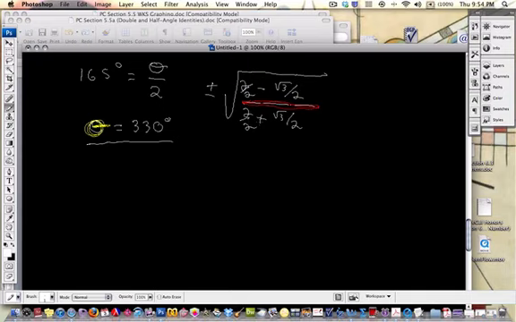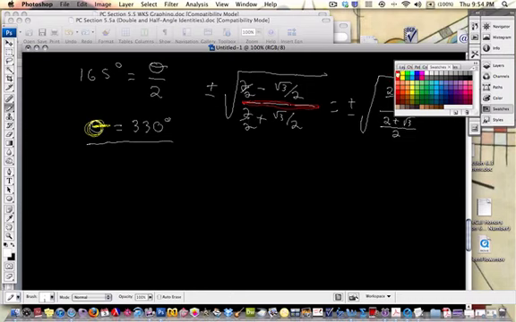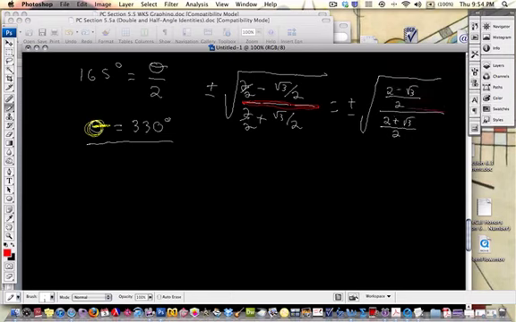Now that I have a common denominator, I can actually subtract those fractions. So 2 minus root 3, all over the same denominator of 2. And then the big fraction bar, 2 plus root 3, that's all over 2 as well. I'm going to make that big fraction bar red again, just so you can see the structure here.